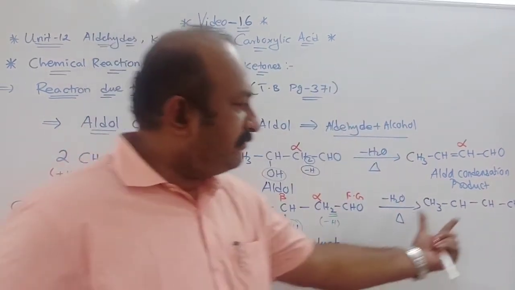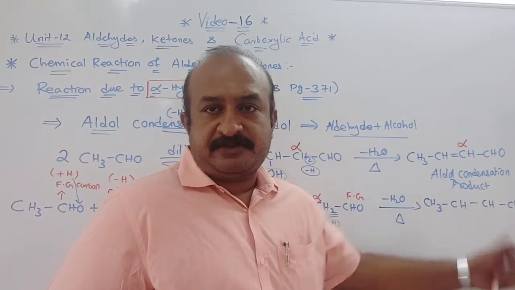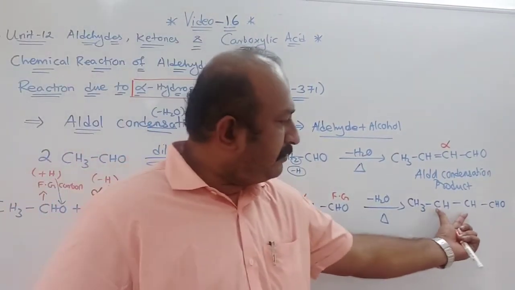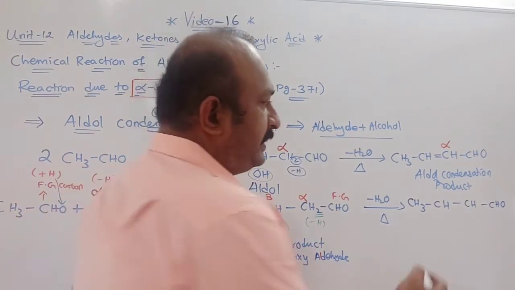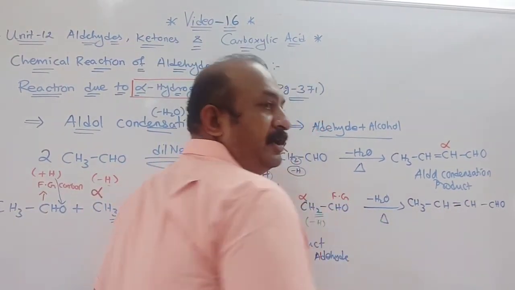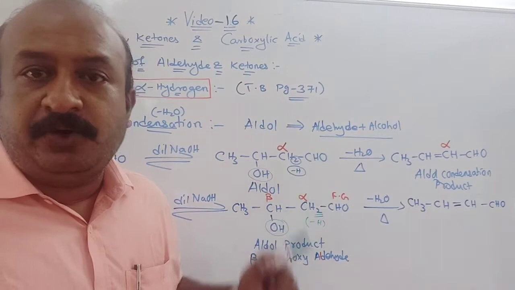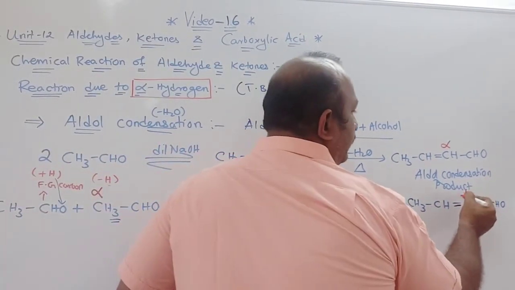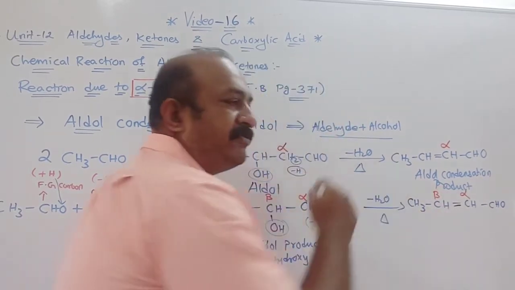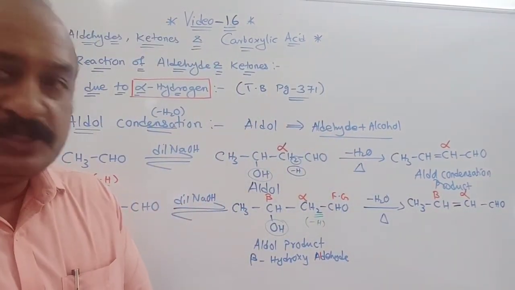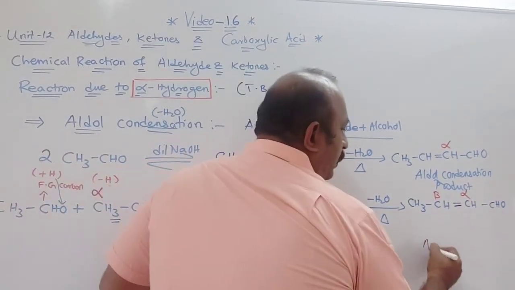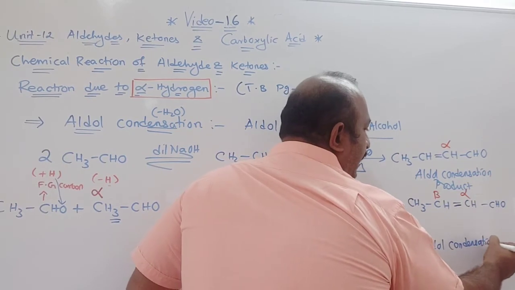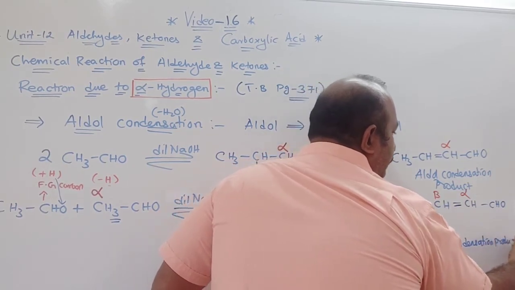Now here if you see, the valency of these two carbons is not satisfied. So what will form between them? A double bond. That we saw in the enolate ion. So here between the alpha and beta carbon there is a formation of a double bond, and this product we call the aldol condensation product.